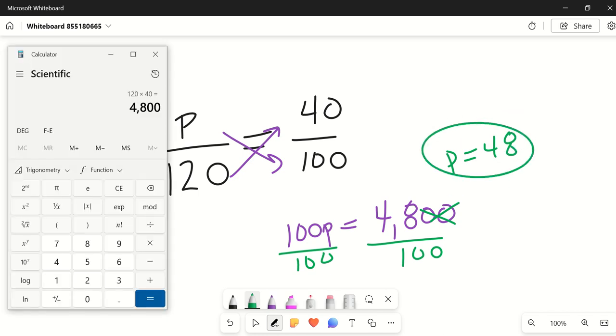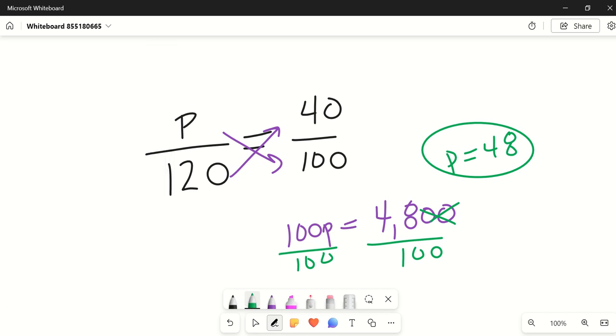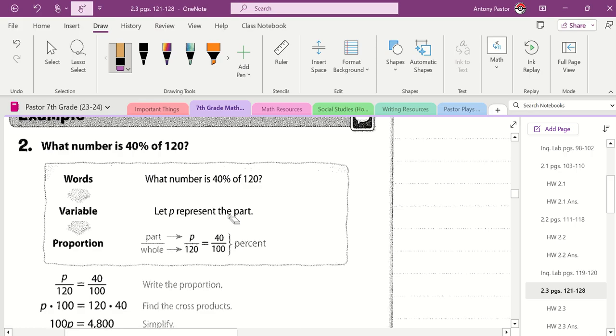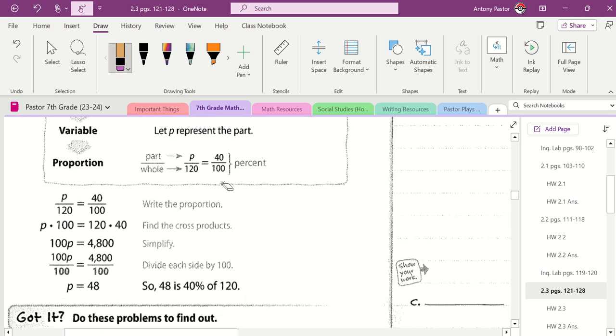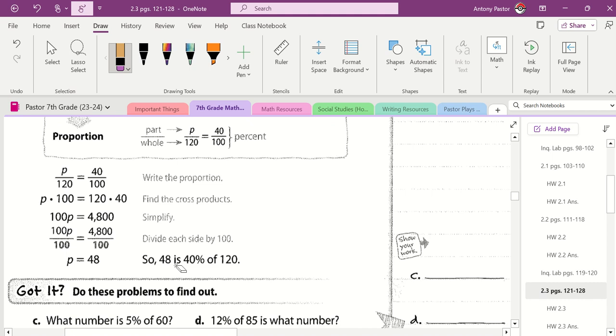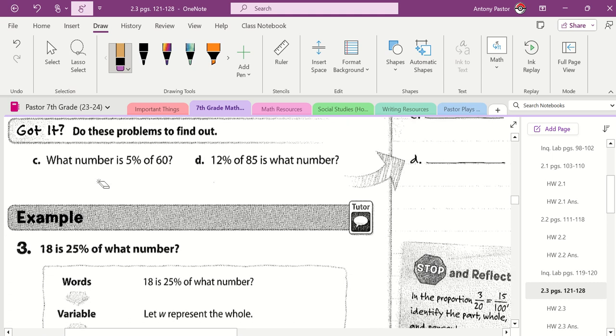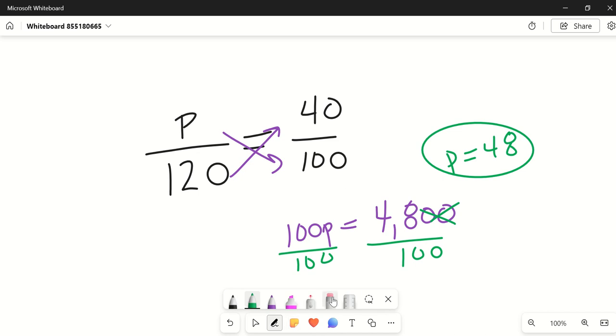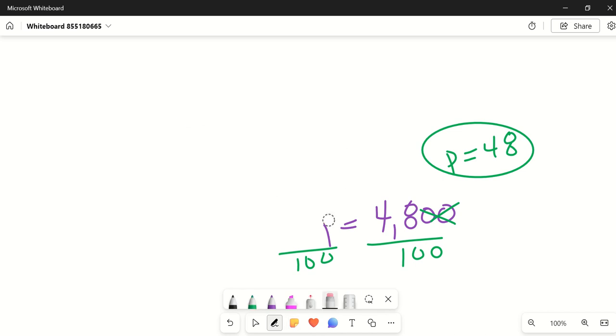Now I can plug that in my calculator and make sure this divided by 100 should equal 48. It does. So, going back to answer my question, what number is 40% of 120? 40% of 120 is 48. And it is. All right, let's do these questions, and then we'll get to the third part, and we'll call this one a video.